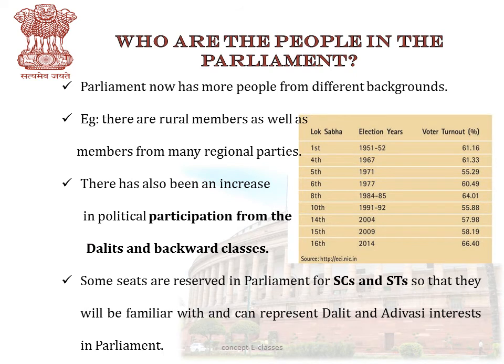Now, who are the people in the parliament? The parliament now has more and more people from different backgrounds. For example, the regional parties have MPs from rural areas. There has also been an increase in the political participation of the Dalits and the backward classes. This table shows the percentage of people who voted during the Lok Sabha elections. From this table, we can understand that those communities who have been historically marginalized are given appropriate representation.